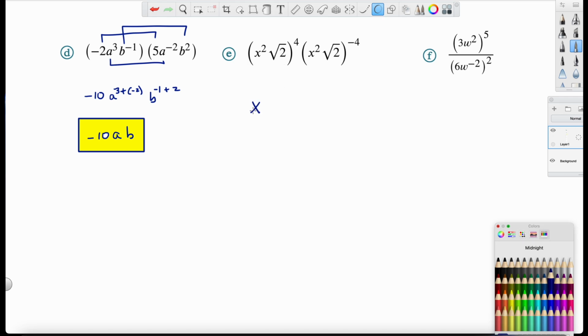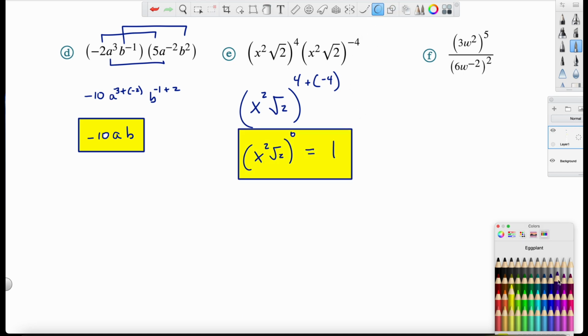E looks hard at first until you realize that the bases are the same, and when we use the product rule, we get a 0 exponent, which is 1. So that was easy.